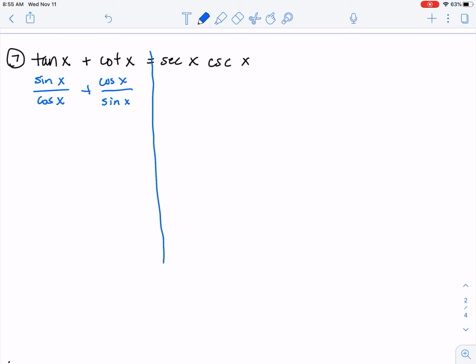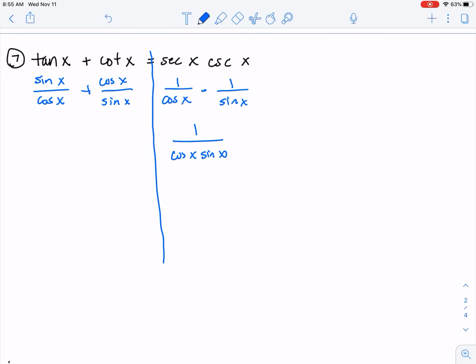Okay, and on the right-hand side, let's see. A secant is 1 over the cosine times cosecant is 1 over the sine. So that gives me on the right-hand side 1 over cosine x sine x. That looks pretty simplified to me. Let's work a little bit on the left here.